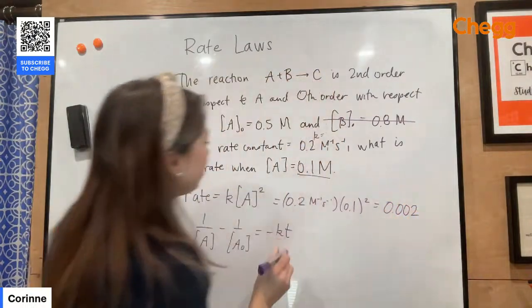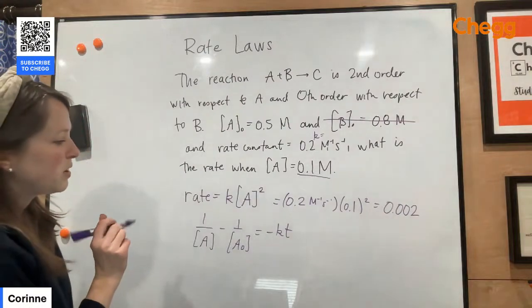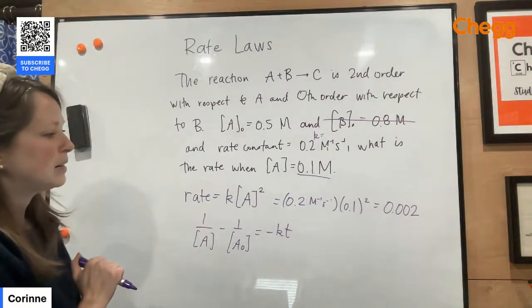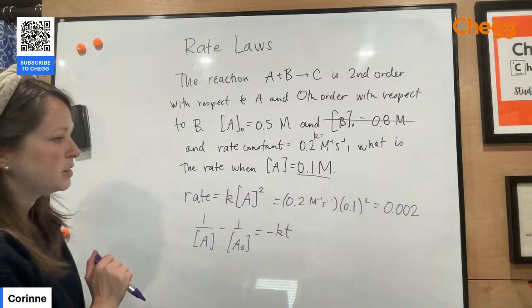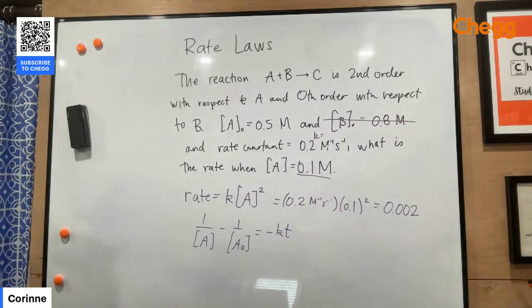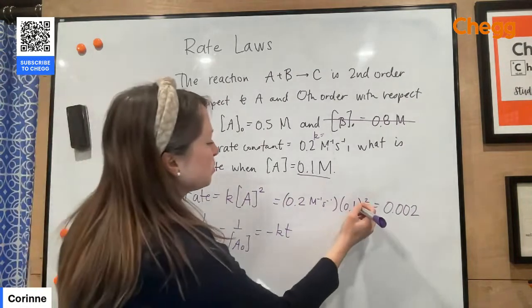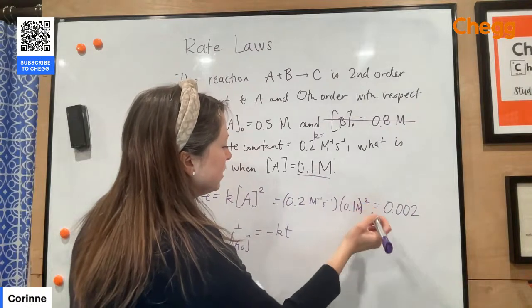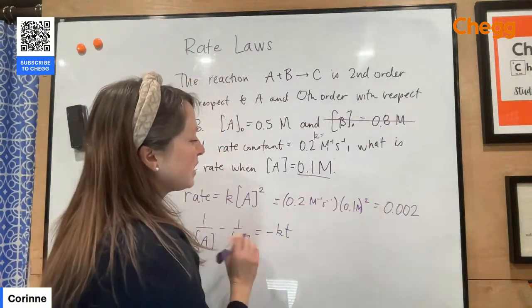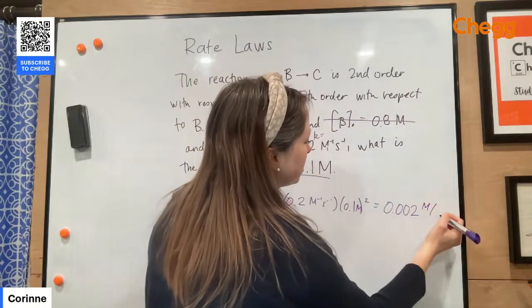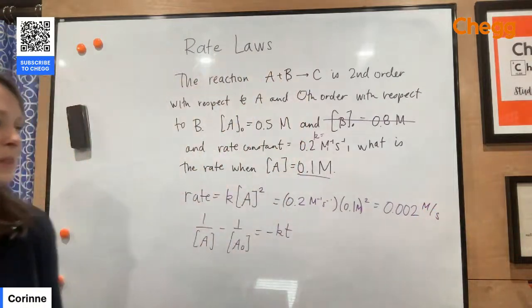All right, we're asked to find the rate. So we do need to figure out what our units would be with that, so just be careful with that as you're solving. We have molar squared divided by that, so this is just going to be molar per second. Just be careful with those units.